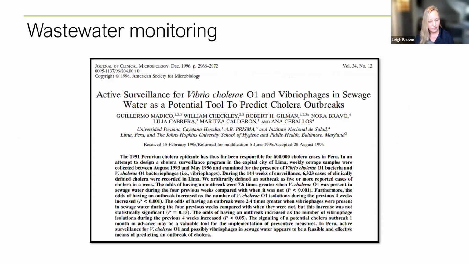So this was a pretty limited field for decades, and it typically focused on tracking specific health threats in specific locations. So in Israel, they looked for polio. In Arizona, they looked for opioids. And Vibrio cholerae in Peru, this is one of the papers from that. Okay.